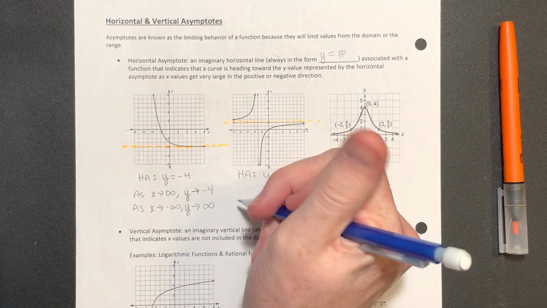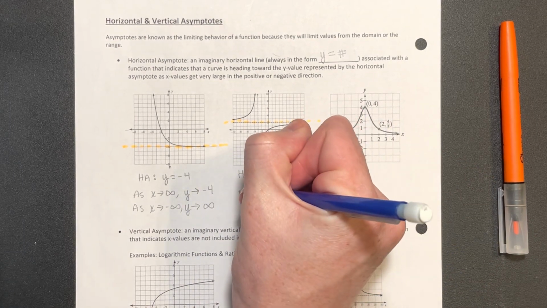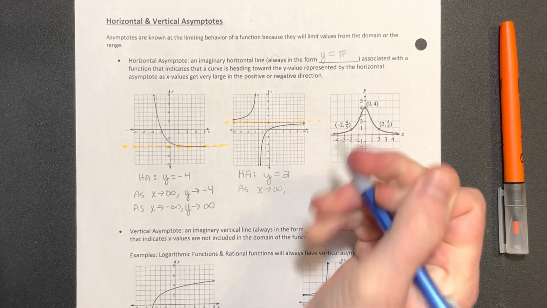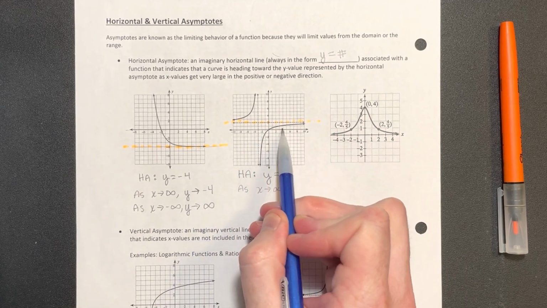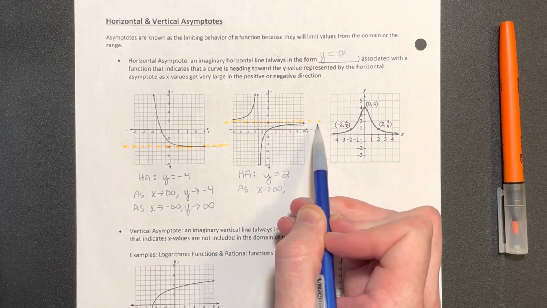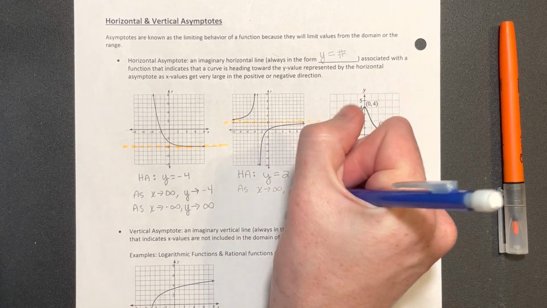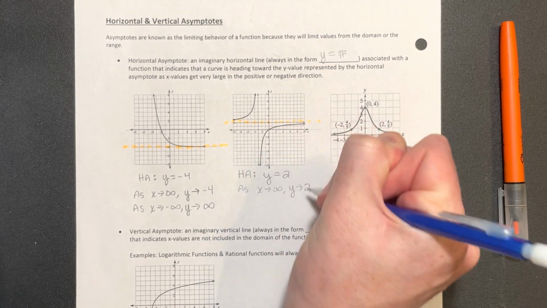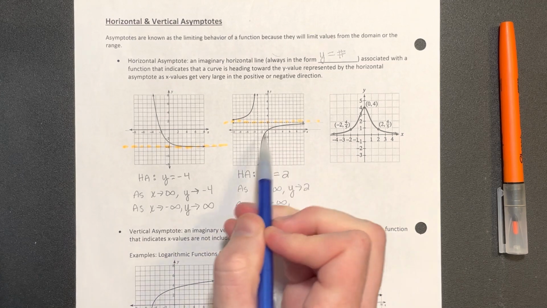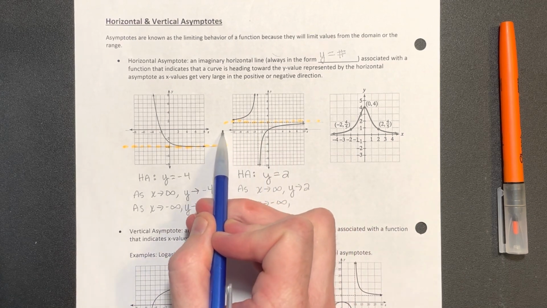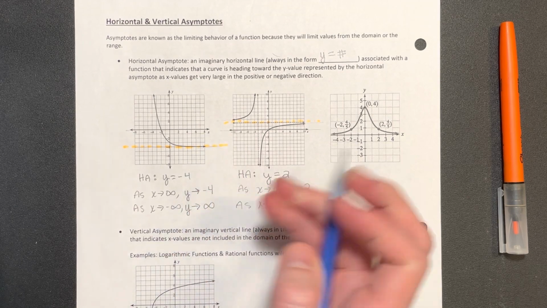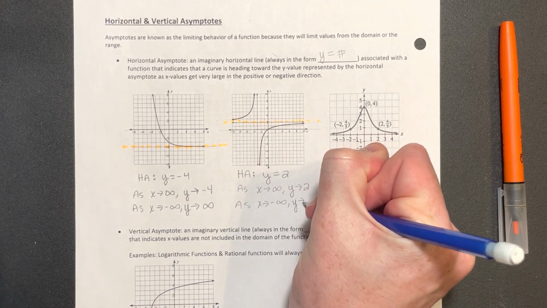And then we can describe our end behavior as x goes to infinity. As x gets bigger, the y values are approaching 2 on the right side. So y goes to 2. And as x goes to negative infinity, so on the left, y is approaching 2 again. So y still is approaching 2.